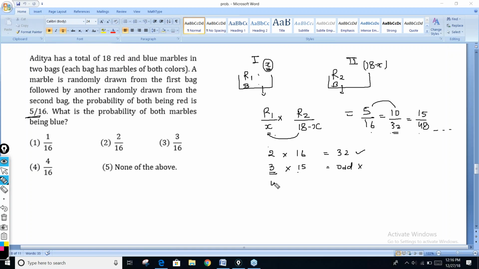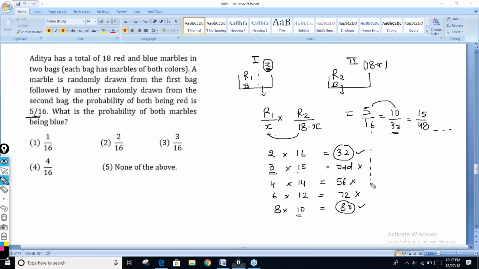So I'll check 2. If I take 4, this will be 14. That is 56, which is not a multiple of 16. If I take 6, this will be 12. That is 72. Again, 72 is not a multiple of 16, so this is not valid. If I take 8, this will be 10, which is 80. 80 is a multiple of 16, so valid. And after that, I need not check because these cases are going to be repeated. This will be 10 and this will be 8. The answer is not going to change. So only two cases are possible: when there are two marbles in one bag and 16 marbles in the other, and the second possibility, there are 8 marbles and 10 marbles.